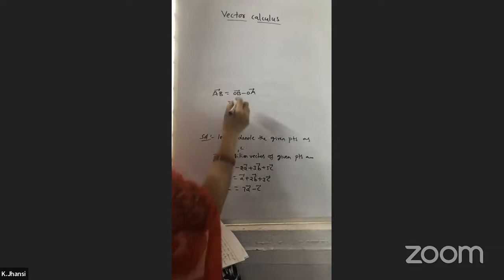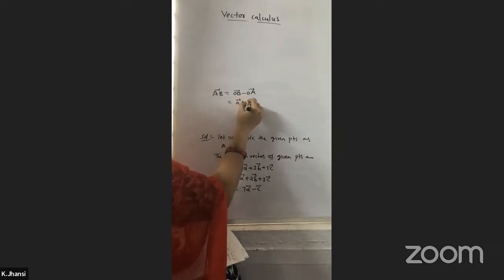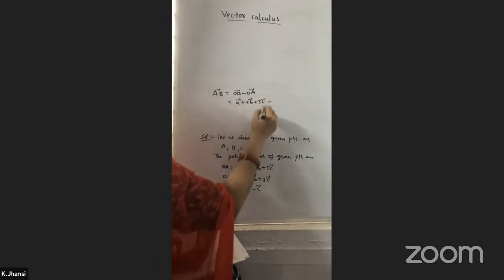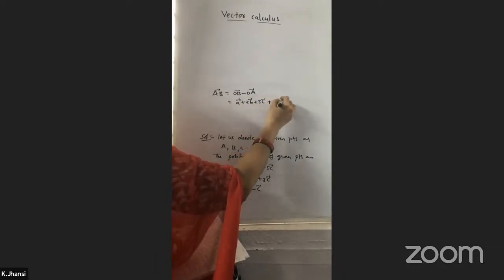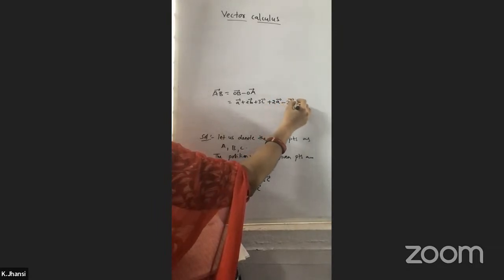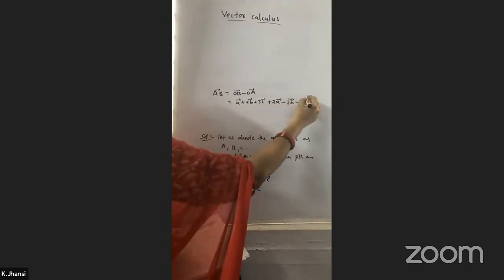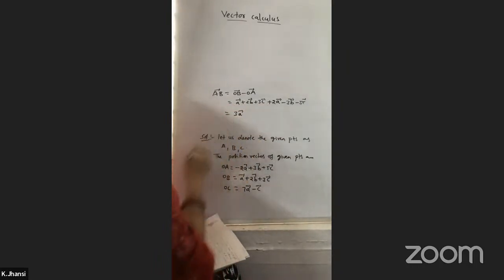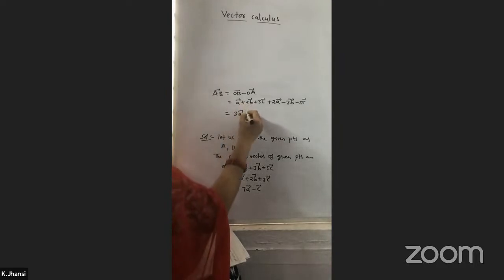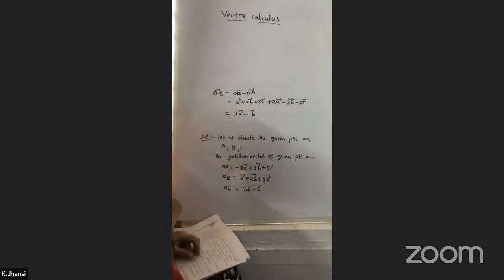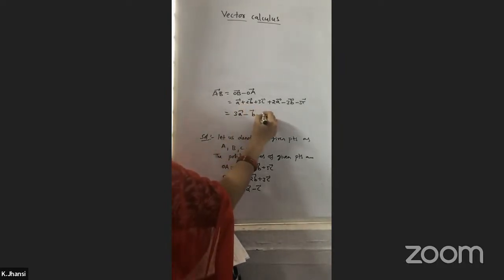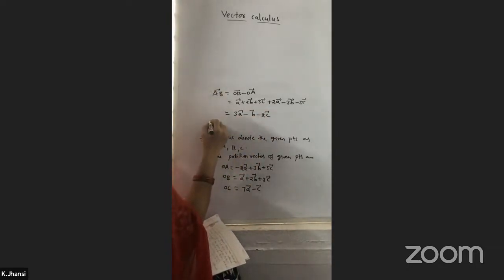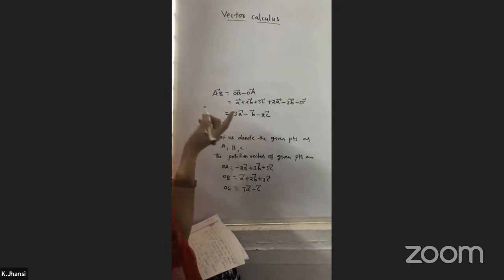So what is OB? OB is minus OA. Minus of minus is plus 2A minus 3B minus 5C. This is 3A. 2B minus 3B means minus B. 3C minus 5C means minus 2C. Okay, this is AB. And if we see the AC, or we can take BC, anything.